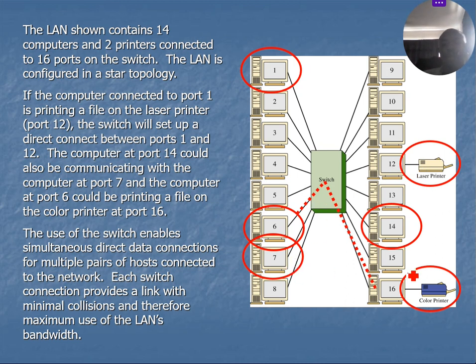We've also seen that the computer at port 14 established a communication connection with the computer connected to port 7. We've also seen that a computer connected to port 6 established a printing connection with a color printer connected to port 16. So you can see multiple connections going on with switching technology. This is the super advantage and benefit that a switch is able to offer, minimizing data traffic and congestion, unlike the hub.